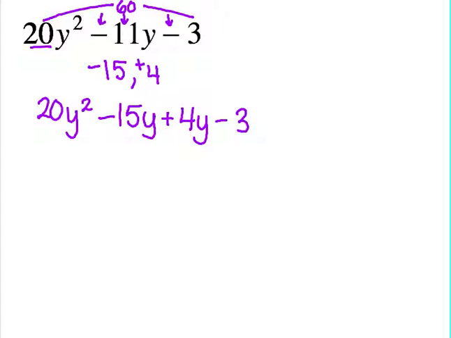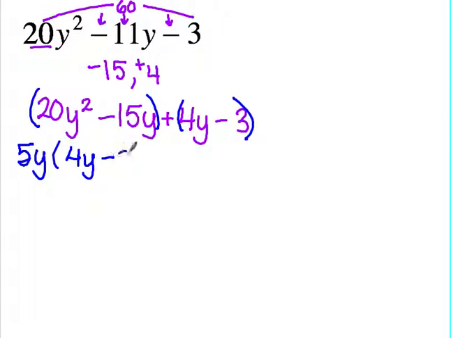Group. So group them. What can you take out from the first bunch? 5y. What will now be left? 4y minus 3. Good. What can I take out from the second bunch? Nothing, but you have to take something out. Whenever we get to this step where these actually match, you're always going to put a 1 as a placeholder. So I'm going to put plus 1, and then I'm going to write my parentheses.